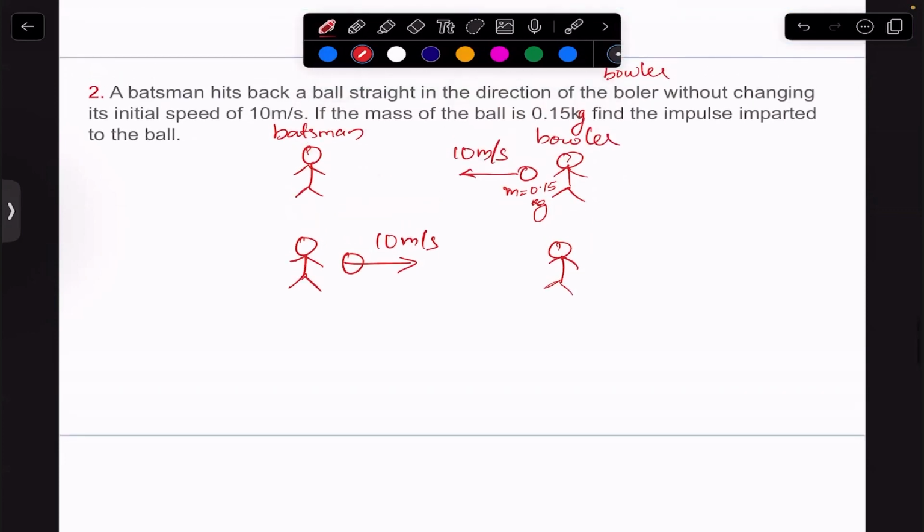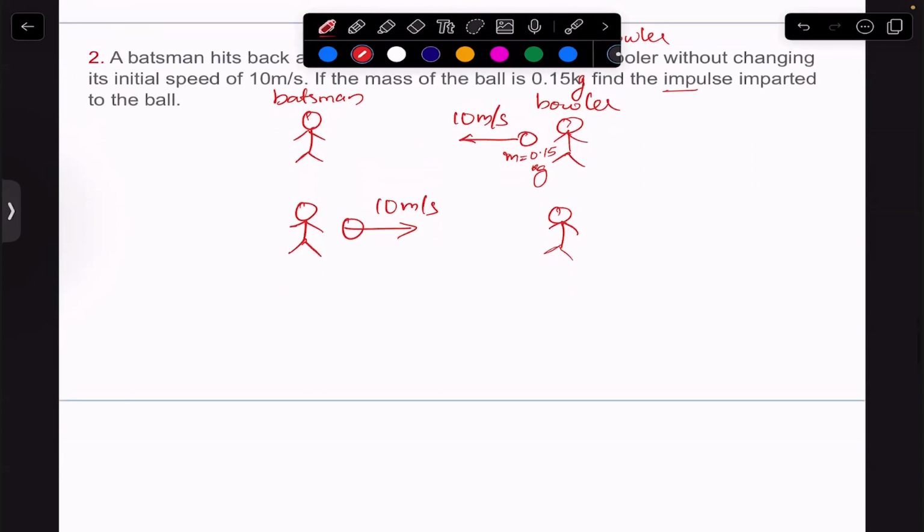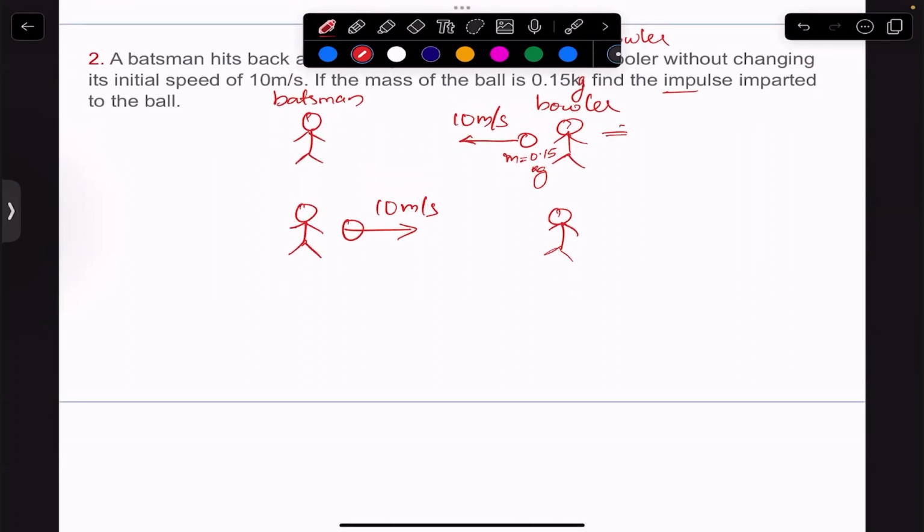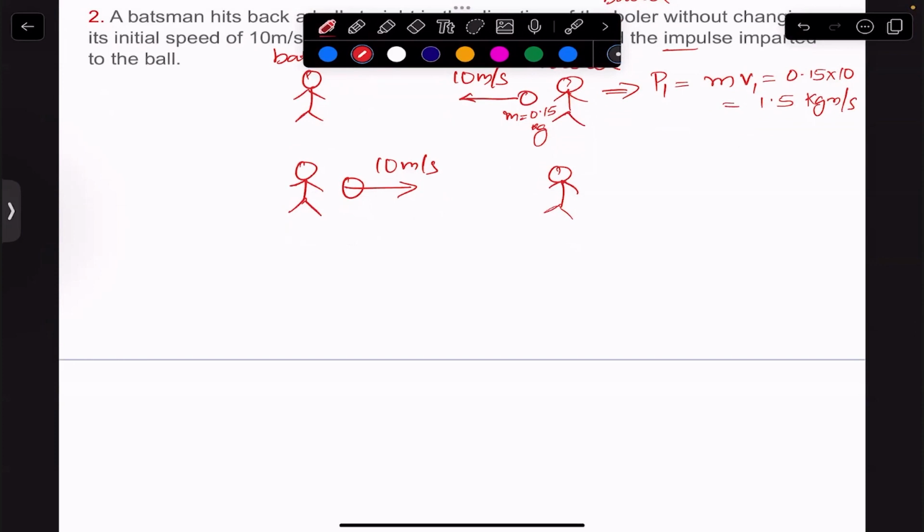Now we have to find the impulse imparted. So in the first case, what is the momentum over here? P1 equal to m times V1 is equal to 0.15 times 10, which is equal to 1.5 kilogram meter per second. In the second case, P2 is m times V2, which is equal to again 0.15 times 10, which is equal to 1.5 kilogram meter per second.